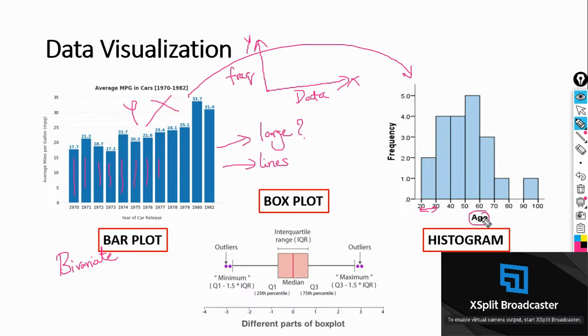Is it a univariate plot? Yes. Frequency, is it another column? No. The only column that I have in this histogram is age, and by default, y-axis will take frequency, which represents how many folks fall under this bin. Second bin, third bin, fourth bin, and so on.